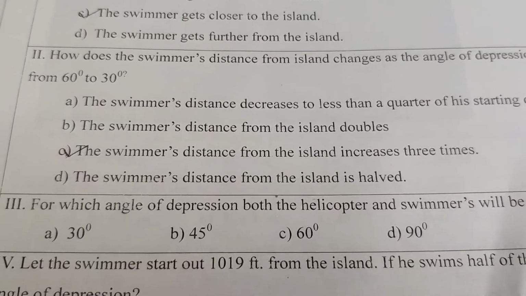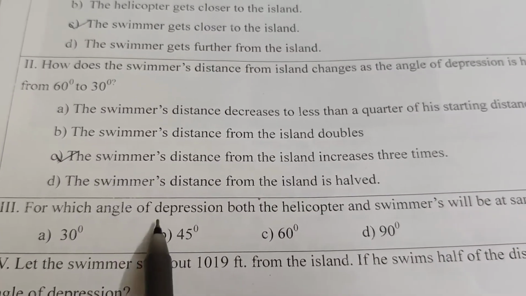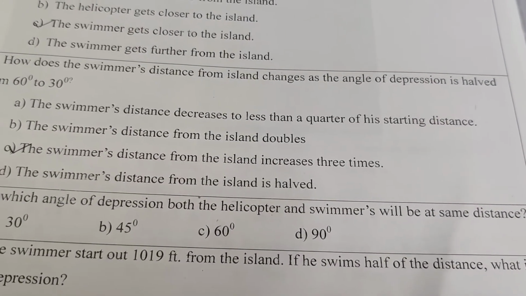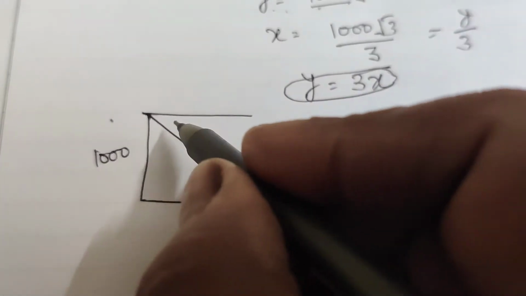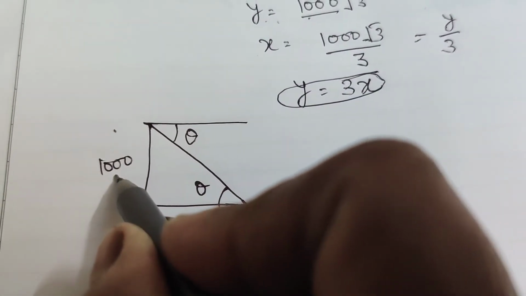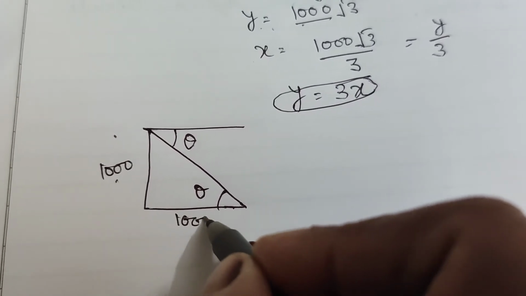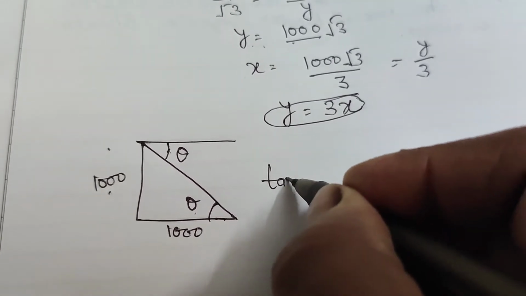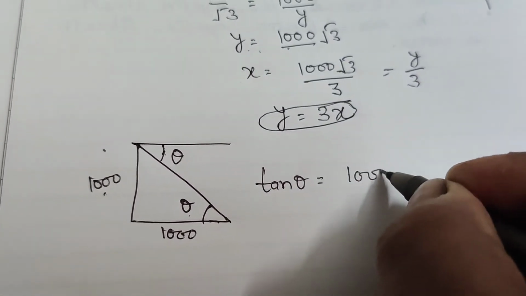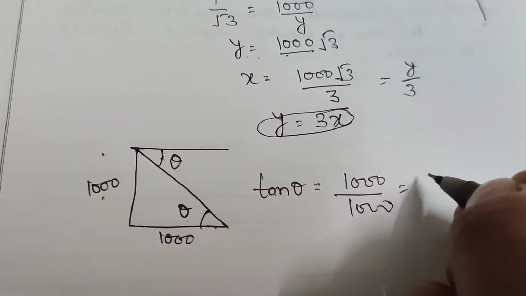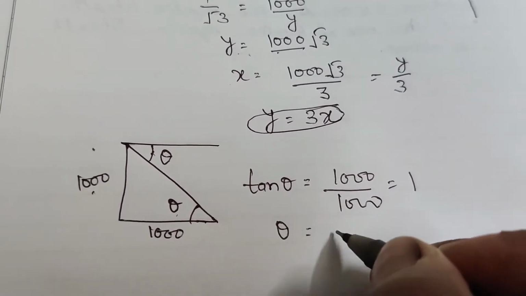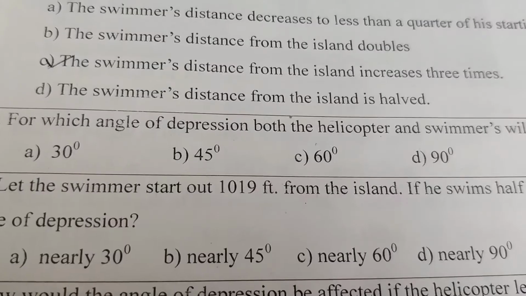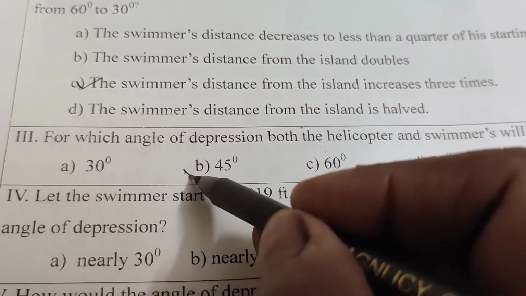The next one: for which angle of depression will both the helicopter and the swimmer be at the same distance? Let the angle of depression be theta, the helicopter's height is 1000 feet and the distance is also the same. Now find theta. Here is theta. Then tan theta equals perpendicular by base, which means 1. So the value of theta is 45 degrees. The right option is 45 degrees.